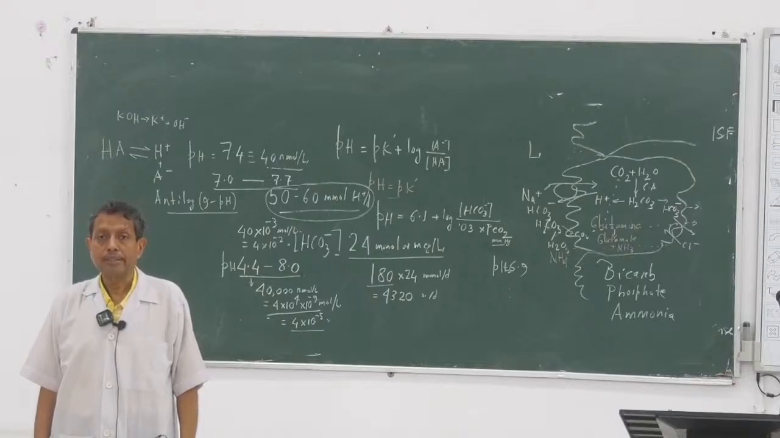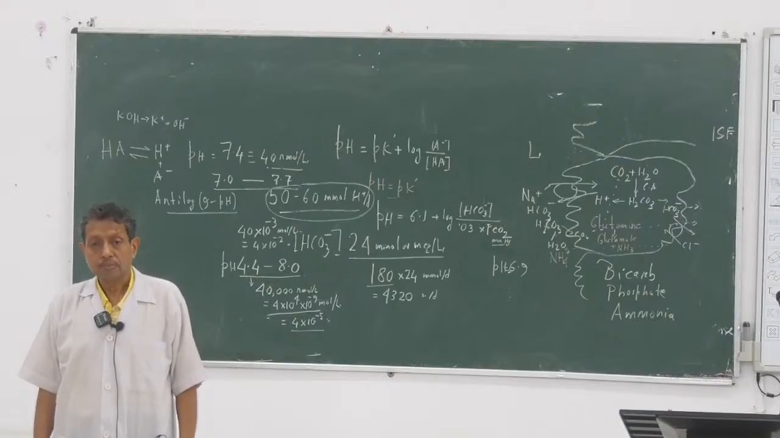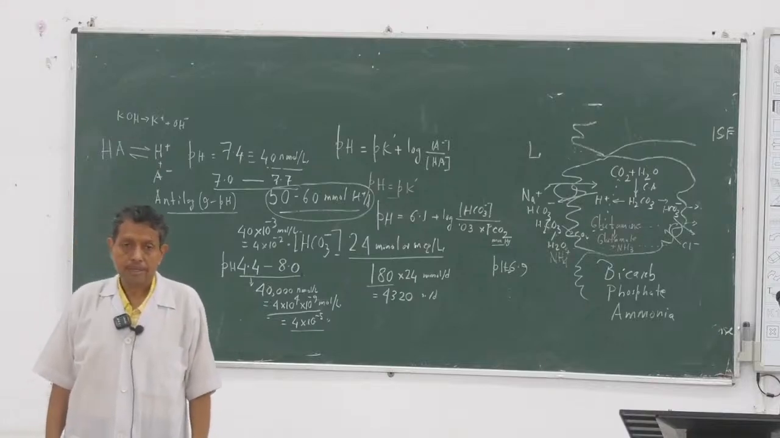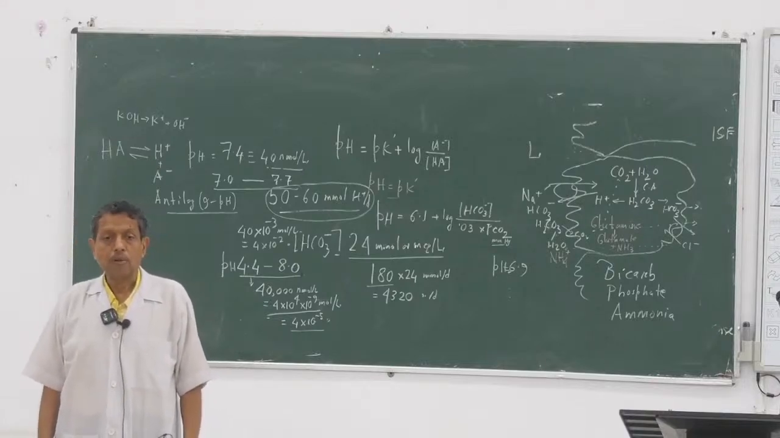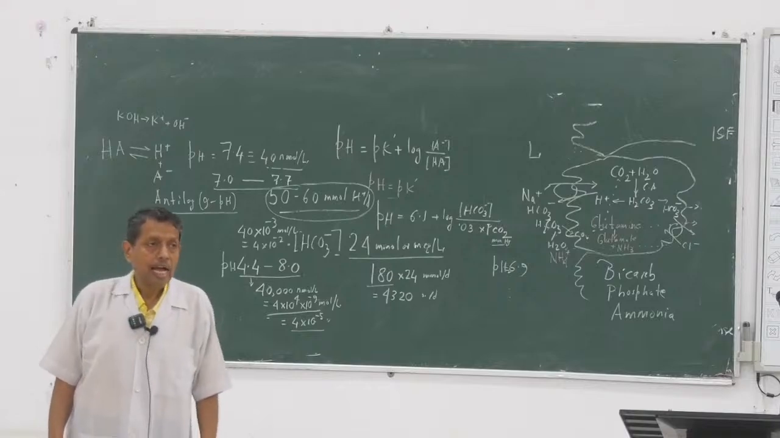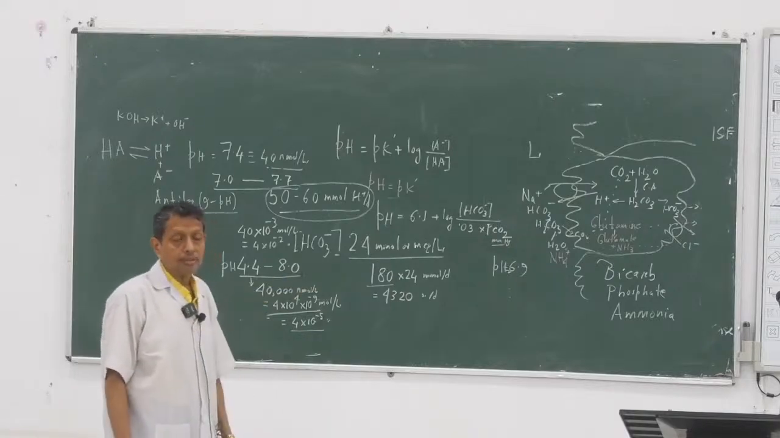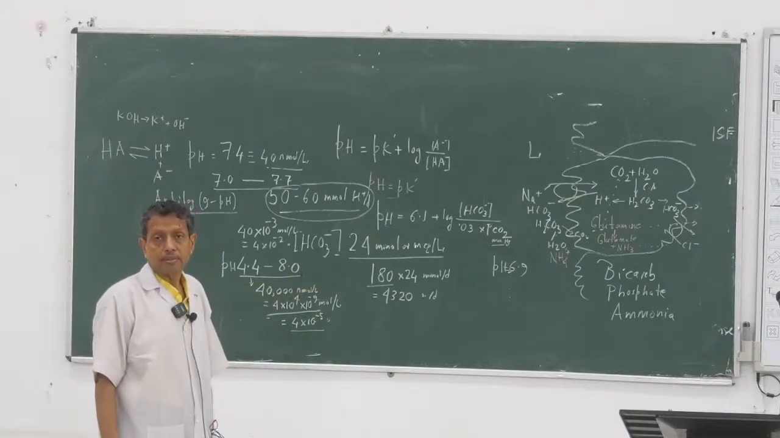It is 6.1. It is not very close to 7.4. In spite of that, it is an effective buffer because they can be independently regulated: carbon dioxide by the lungs and bicarbonate by the kidneys.